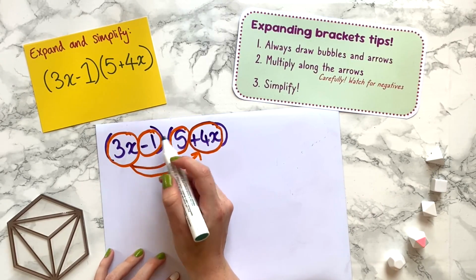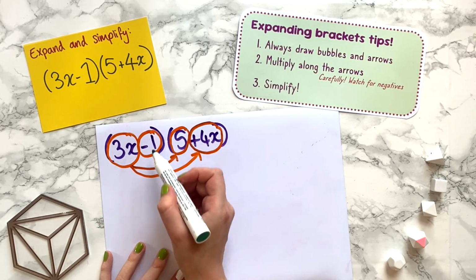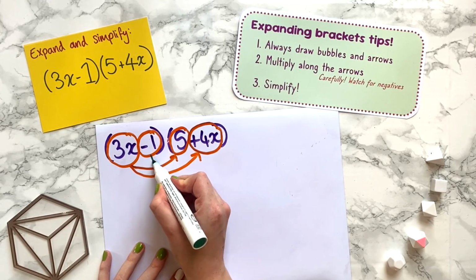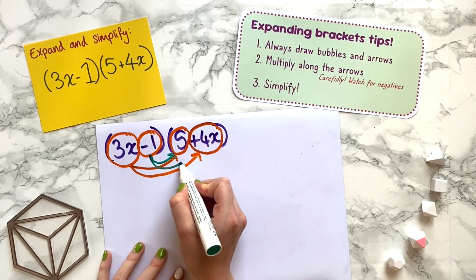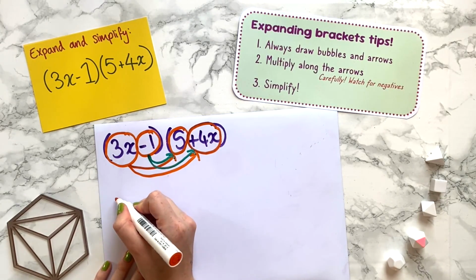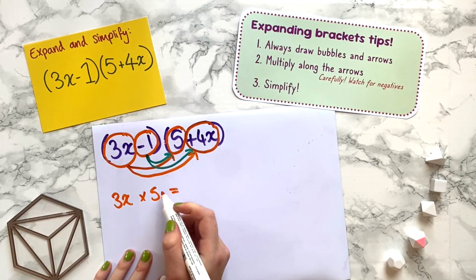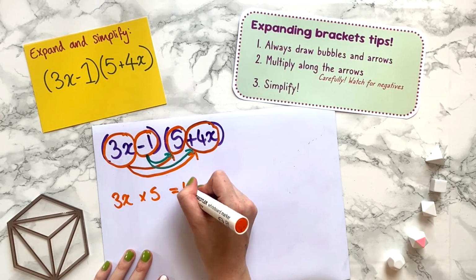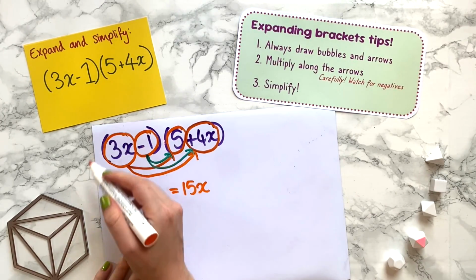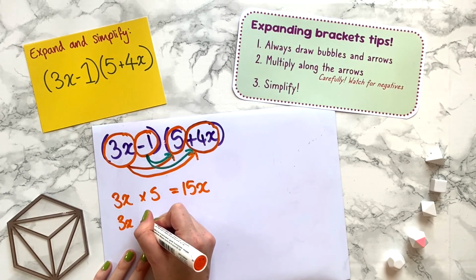Now we take the next bubble in that first set of brackets. So here the minus 1. And this needs to be multiplied by everything in the second set of brackets as well. So minus 1 goes to 5 and it goes to plus 4x. Following our first arrow from our first bubble, we have 3x times by 5. Terms multiplied together, 3 times 5 is 15. And then we just have the 1x, so that's an x. 3x times by, following the second arrow, plus 4x.